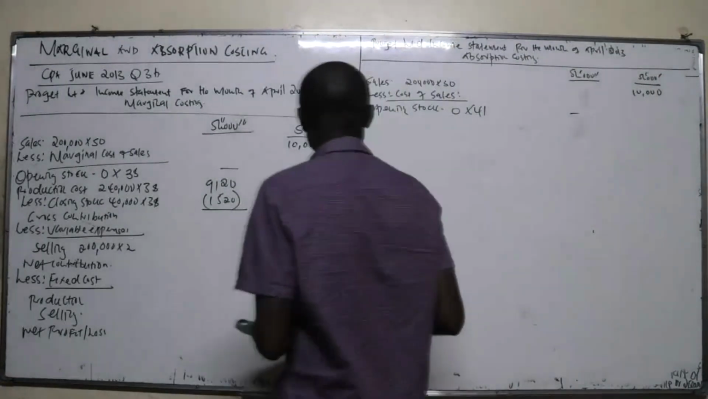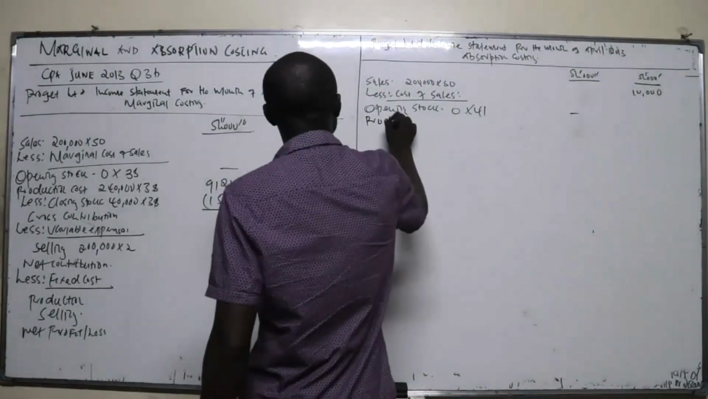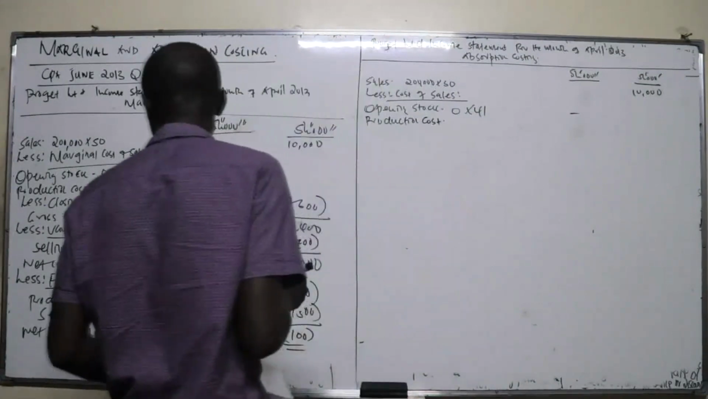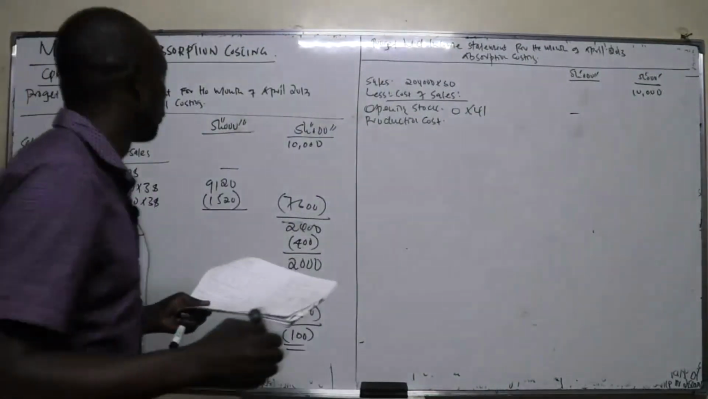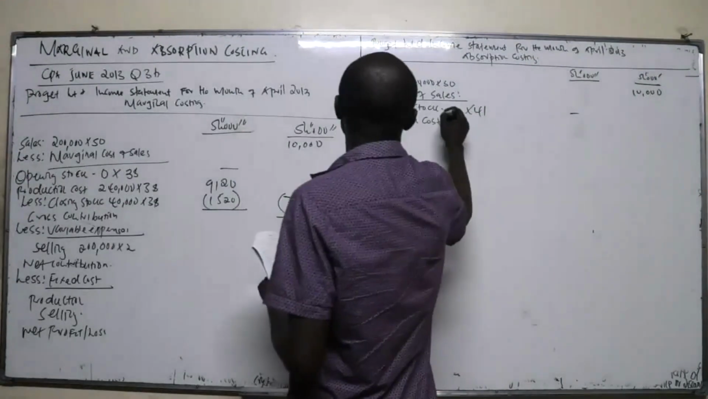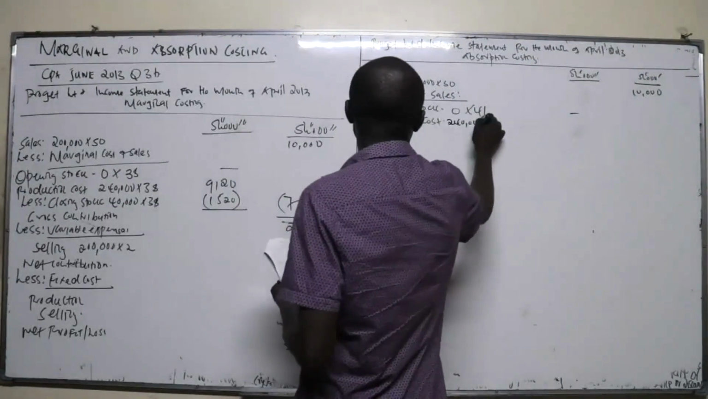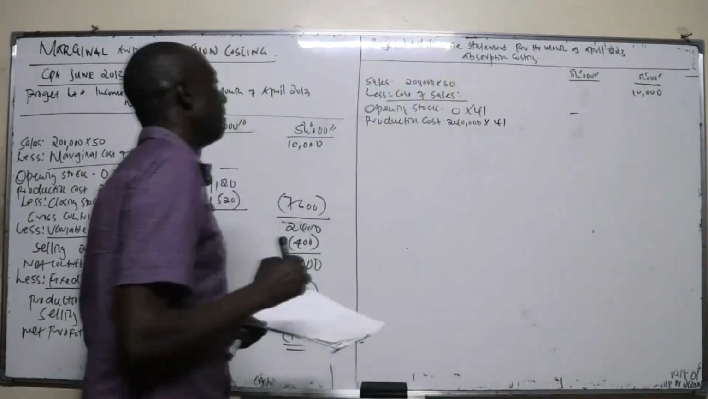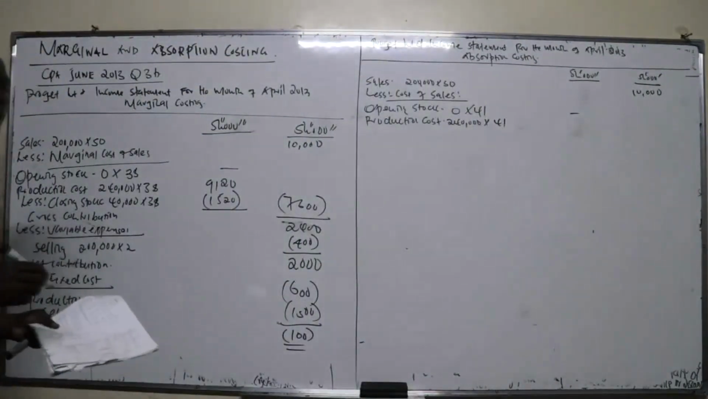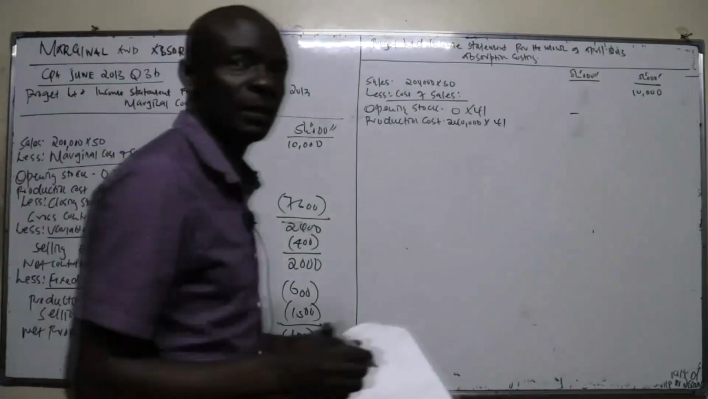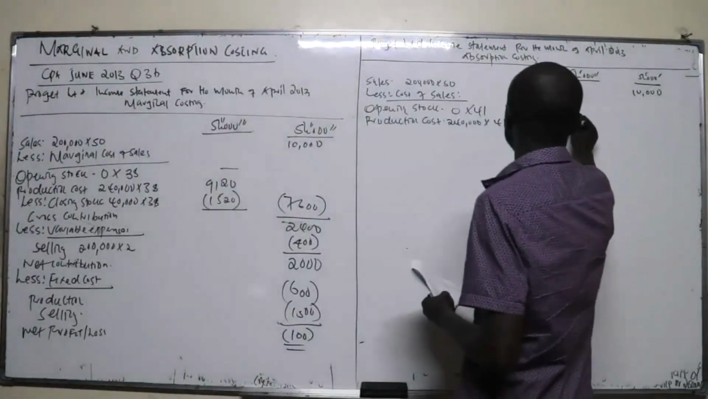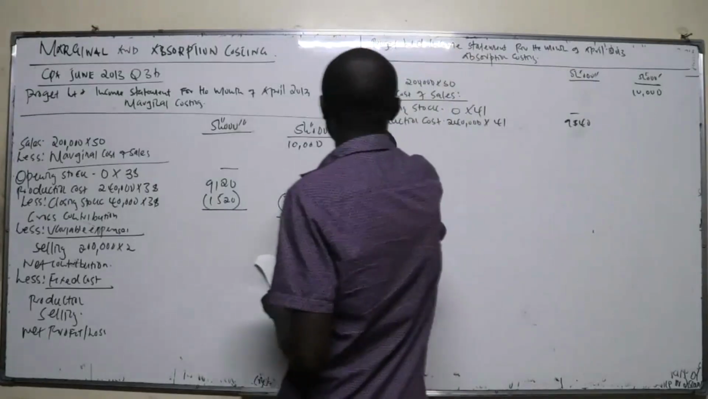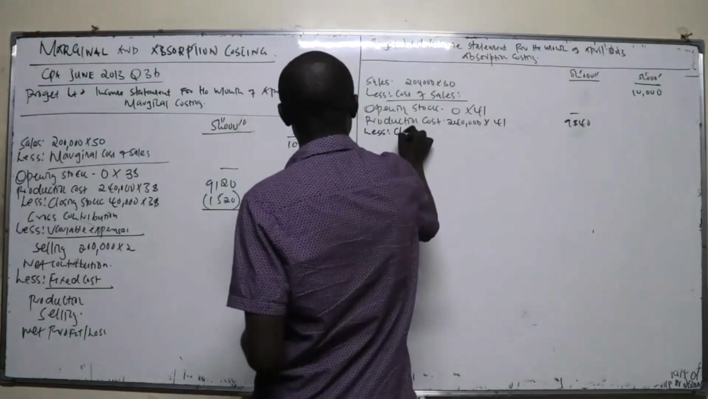Then we add production cost. So the production, they produce how many units? 240,000 times 41. What do you get? 9840. So we have 9840. And then we less closing stock.